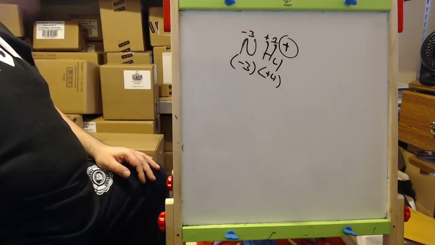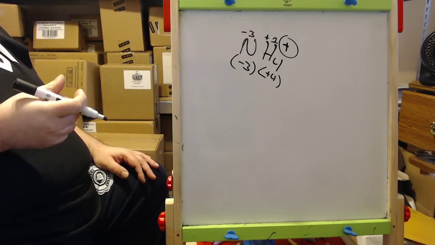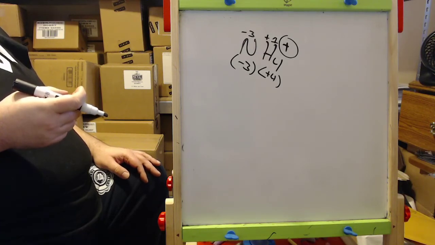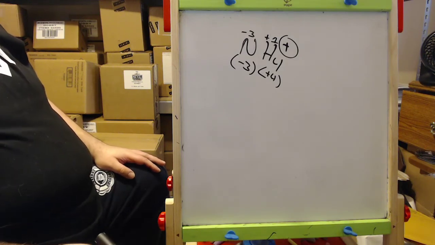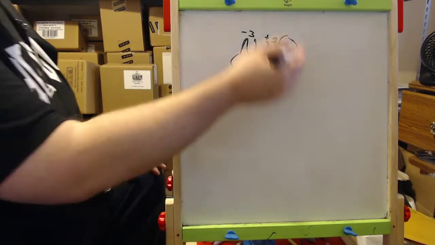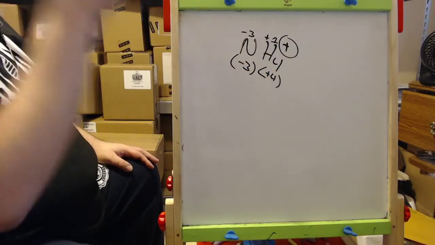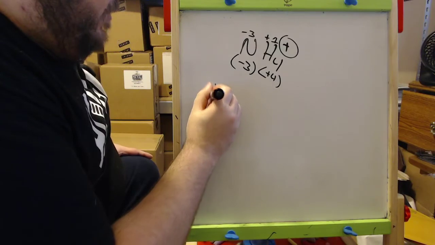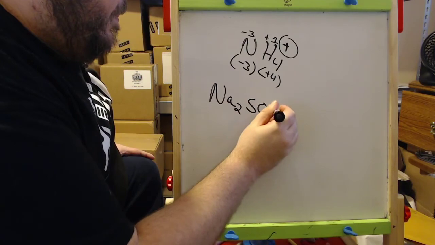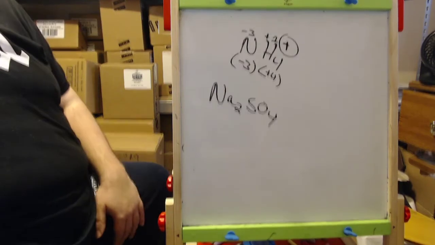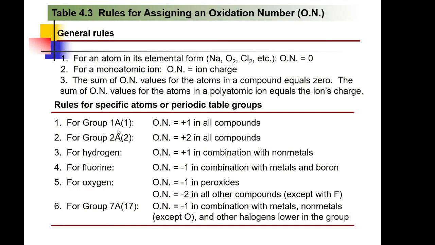So if there's no rule for an atom, it should be able to be figured out over here on what it's bonded to. How about for a compound? How about something like Na2SO4? All right, if we go back and look at our PowerPoint again, group 1, sodium, always a +1. Oxygen in our case is a -2.